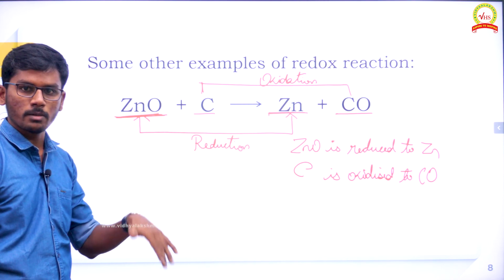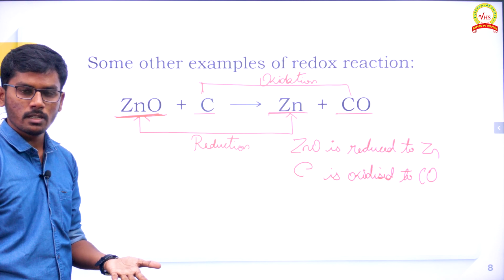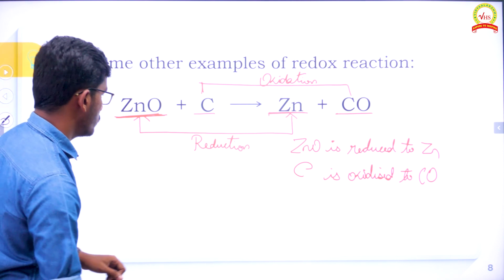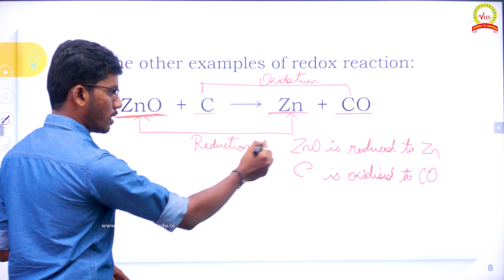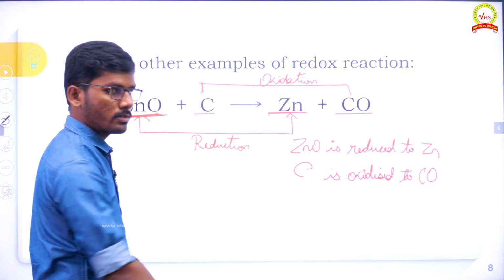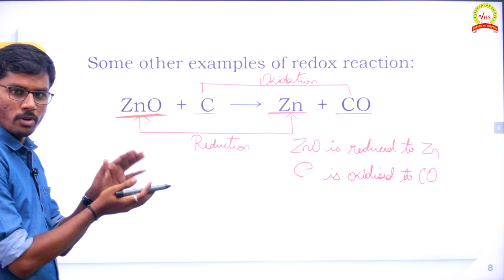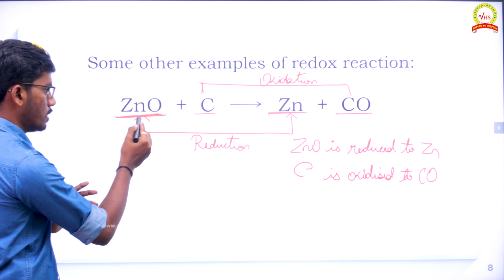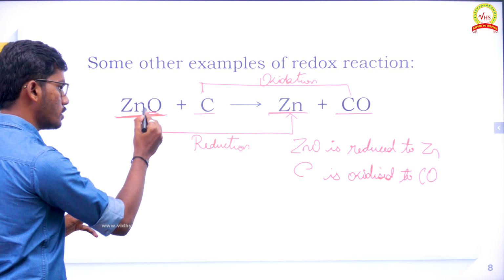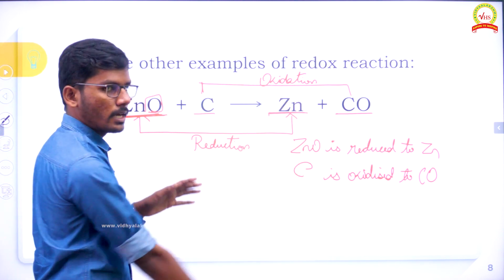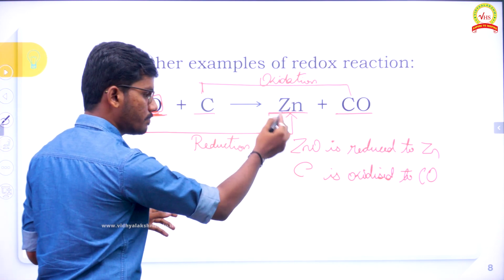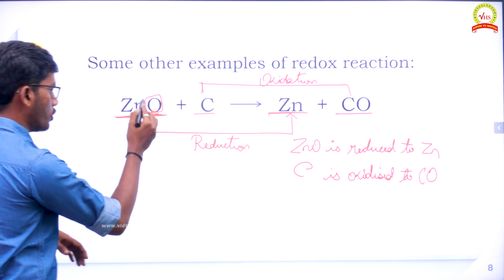If you have found this, the next step is to find which is the oxidizing agent and which is the reducing agent. By now you would have guessed, I hope. Zinc oxide is undergoing reduction, carbon is undergoing oxidation. So it is almost similar to the previous example which we have seen. Here, zinc oxide gives its oxygen atom to carbon. So what does it do? It oxidizes the other reactant, but itself gets reduced. So this is going to be what?